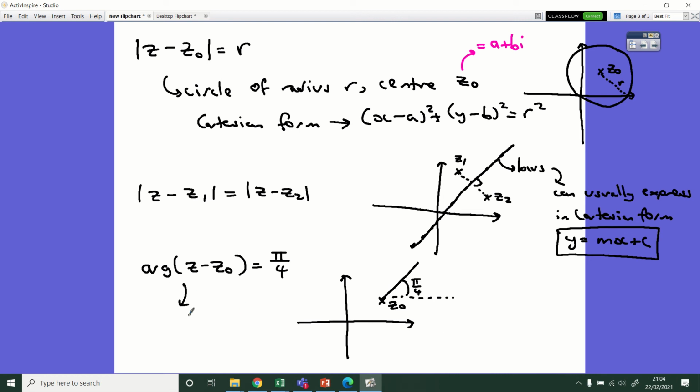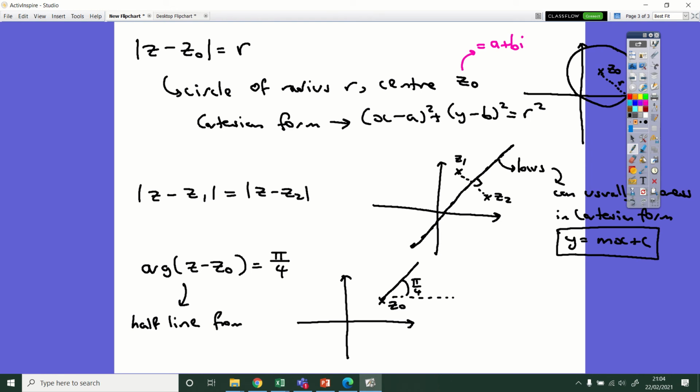Okay, so let's describe this properly. So this is a half line from z0. If that makes sense. And then I'll put argument, bearing in mind that that's the argument given from that complex number and not the origin. Okay, there you go. Hopefully that makes sense.